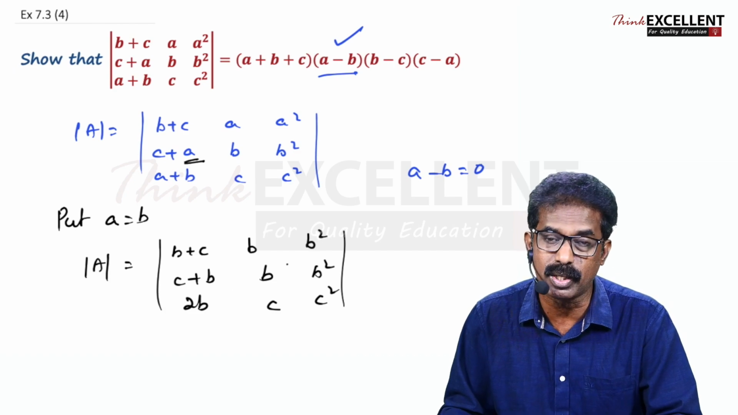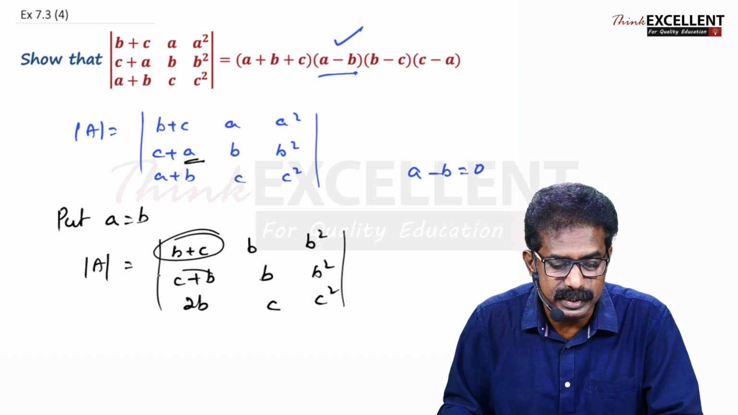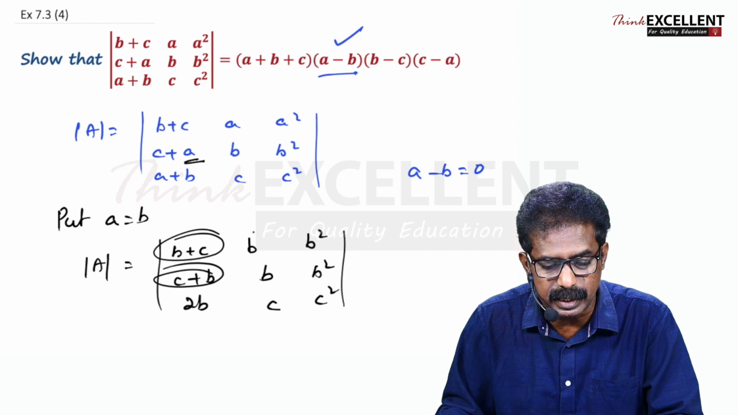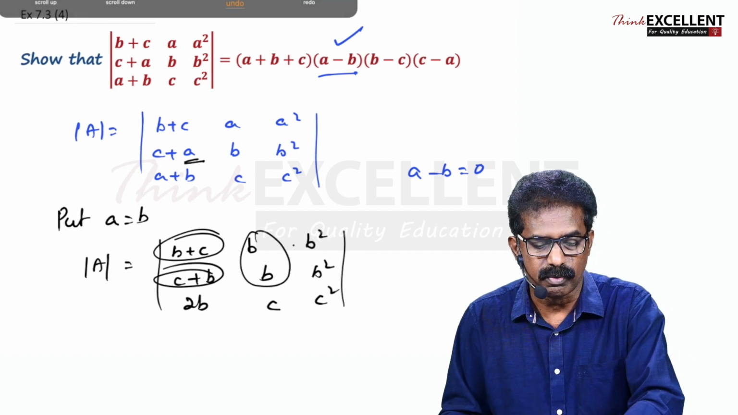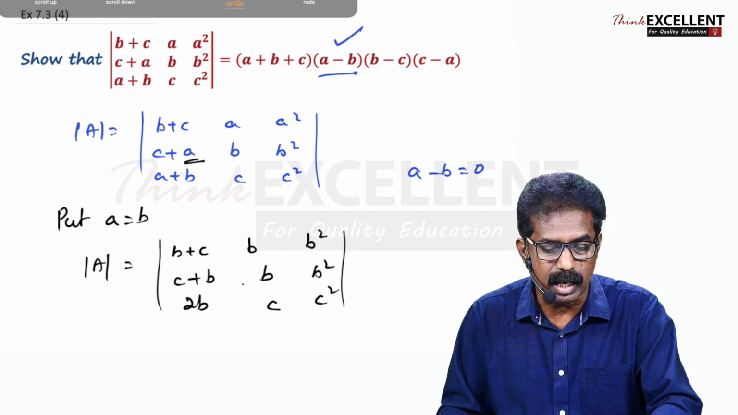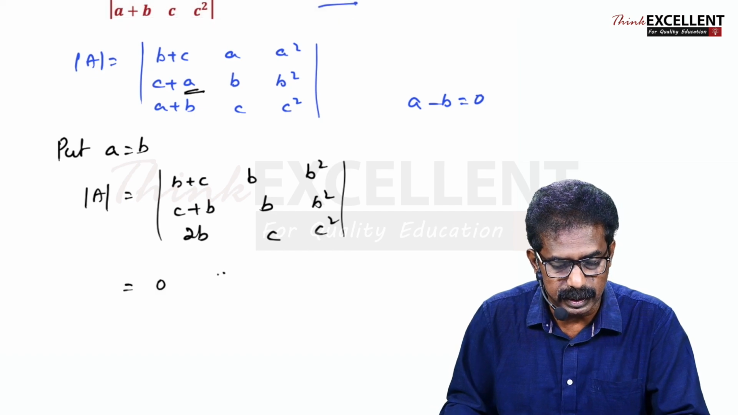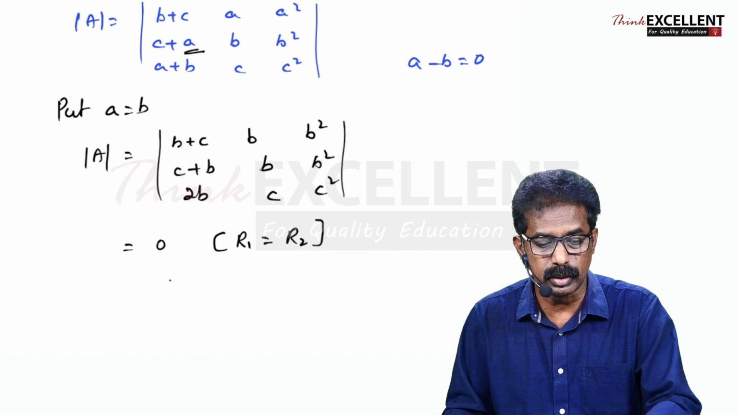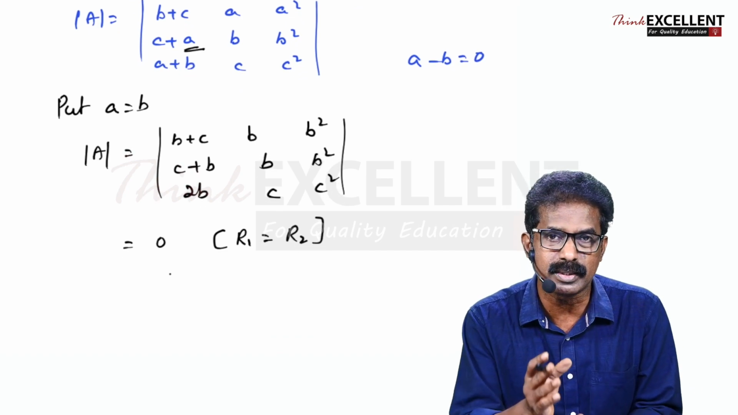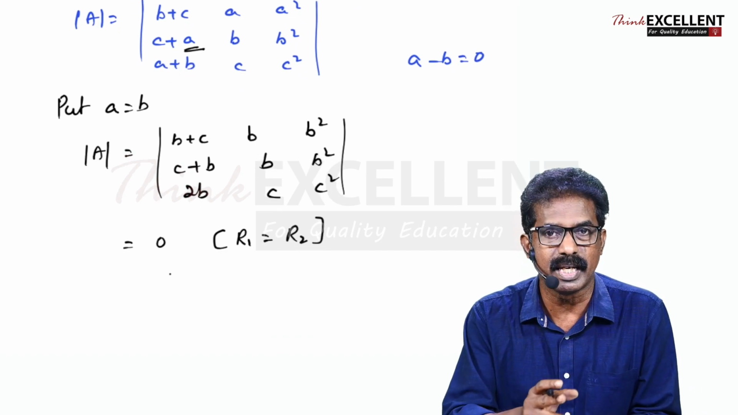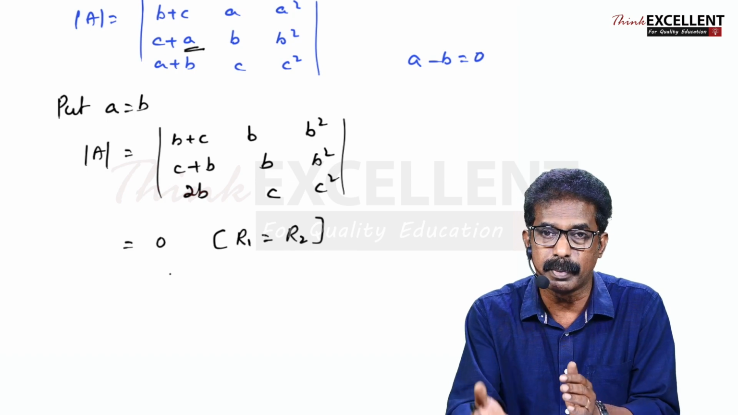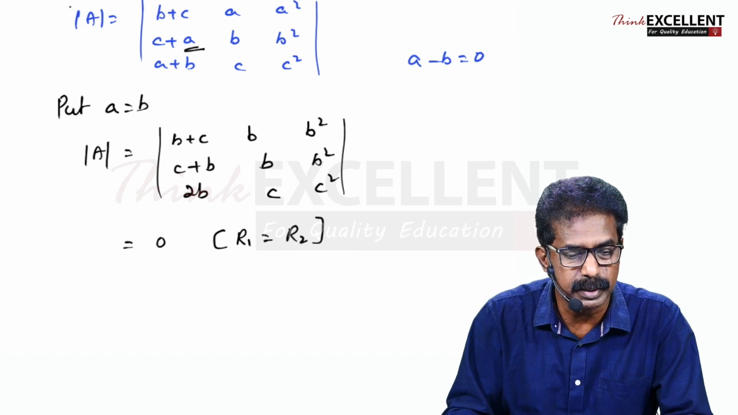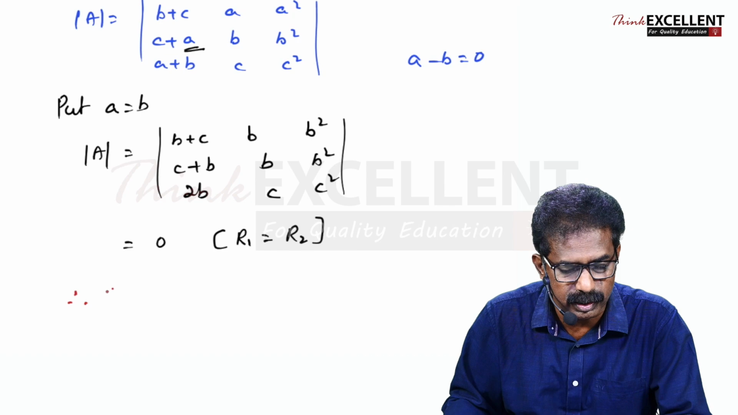See the first row, second row, are they same? B plus C plus B, both are same only. Then B square, right? So the first row and second row are equal. So you can say the determinant value is 0. When this determinant becomes 0, what substitution have we given? We have given A equal to B. So which one is the factor? Bring that B to the left side. A minus B is a factor.